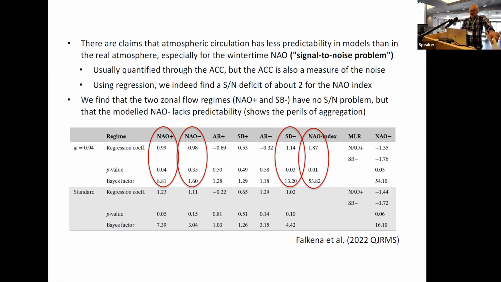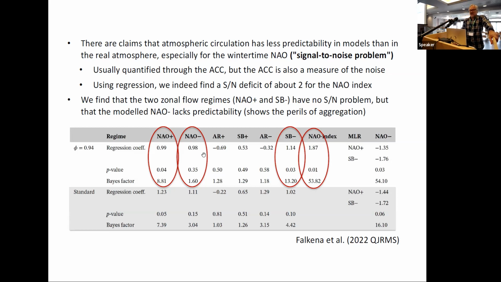And so just to show the NAO index, you see that the regression coefficient is about 2, which is roughly what other groups have found. This is for the ECMWF System 5, but a factor 2 deficit seems like quite a common number. But if you look at the NAO plus, you see that it's about 1. And actually, the negative of the Scandinavian blocking is also about 1. Those are the zonal regimes. So it seems that the zonal regimes don't have any signal-to-noise problem.